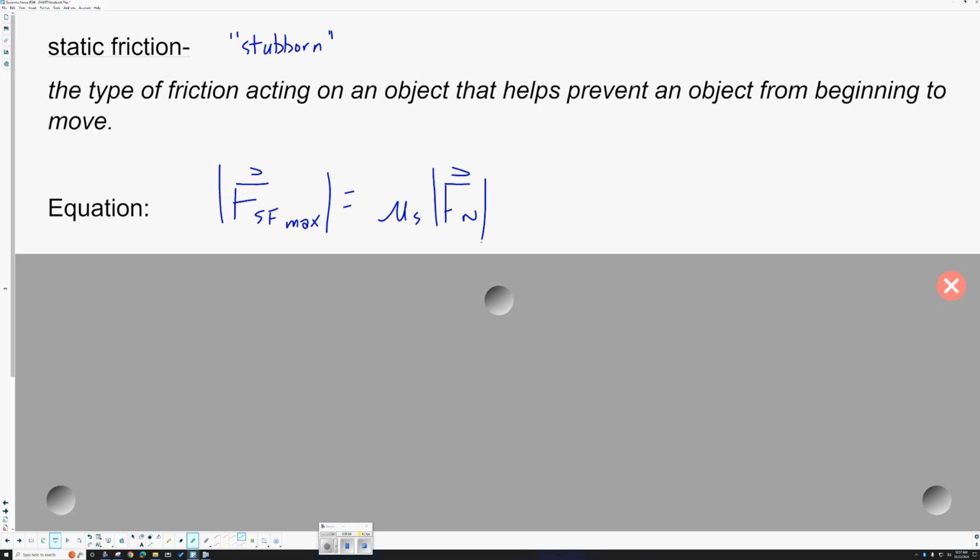If I push with 25 and it starts moving, well, that's the force that overcame the force of static friction. So that would be the maximum possible force of static friction. That's what I'd get from this equation, the 25 newtons, the force that was required to get it moving, the maximum force of static friction.